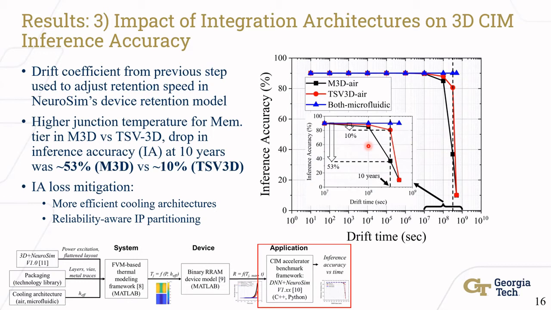Of course, I went over the reasonings for these, including a higher impact from the high power logic tier on the memory tier in monolithic 3D. But of course, there are methods of mitigation. One method that we evaluate is the efficient cooling architecture, which showed significantly lower change, while there are also other methods such as potentially reliability aware IP partitioning, which could help reduce the thermal impact.